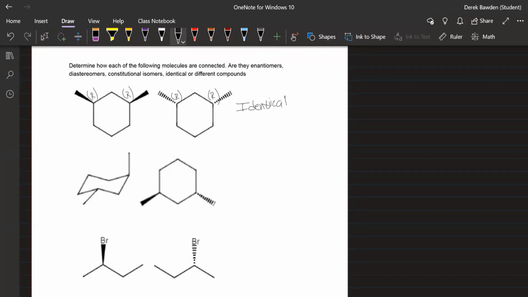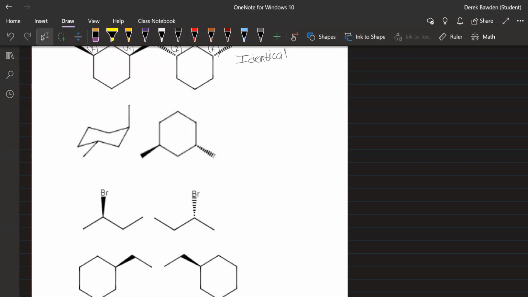All right, for the second one, we want to convert our chair conformation to skeletal structure. I'm going to label this carbon 1, 2, 3, 4, 5, 6. At carbon 1, we have a methyl group facing up, and at carbon 3, we have a methyl group facing down. So this is our structure.